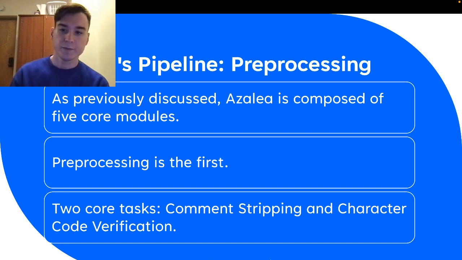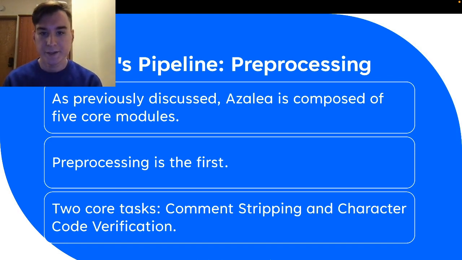And the first filter that makes up this pipeline is preprocessing. And there's 2 core tasks that make up this filter. The first is comment stripping, so any C-like comments are eliminated and stripped out before any further processing. The next thing that we do is we verify character codes. So if there's some non-ASCII character, we want to both detect it and report it to the user.